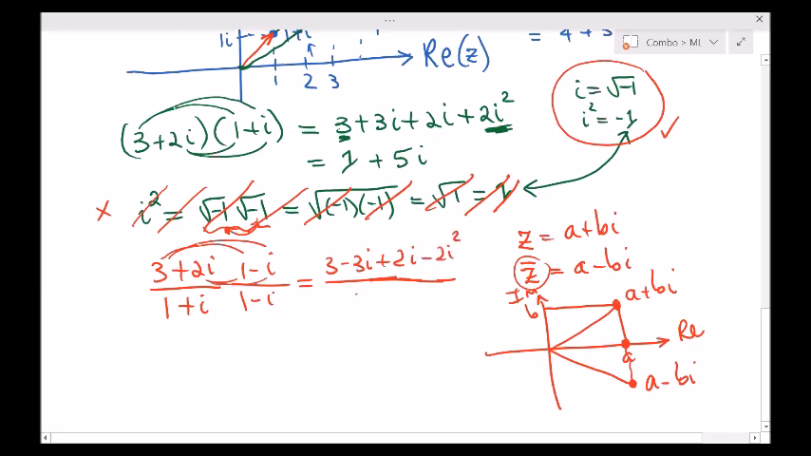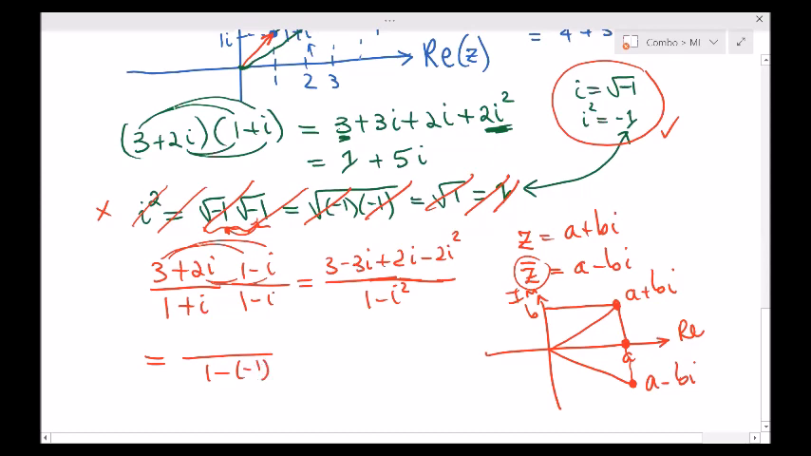And then in the denominator, we have 1 plus i times 1 minus i. But this is just a difference of squares. This is just 1 minus i squared. But earlier we established that i squared is just minus 1. So the denominator will be 1 plus 1. Let me just do it again. So 1 minus minus 1, right? Because i squared is just minus 1.